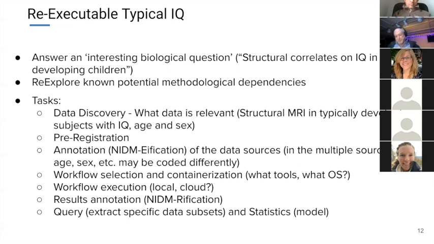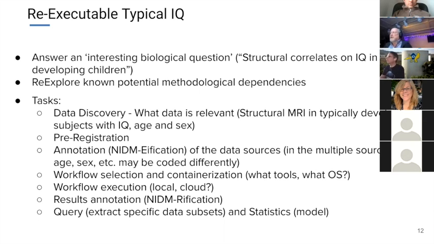a more systematic fashion. So the tasks to accomplish this kind of re-executable publication means we need to discover what data is relevant to our particular question. So we need structural MRI, we need typically developing subjects, we need cases that have IQ and age and sex. We need to pre-register when possible, which we've done in this case. We need to be able to annotate the sources of data. In this case, we'll be using multiple sources. We need to get the IQs and age and sexes, which may be coded differently, all into a standard representation so that we can interact with that data more seamlessly.